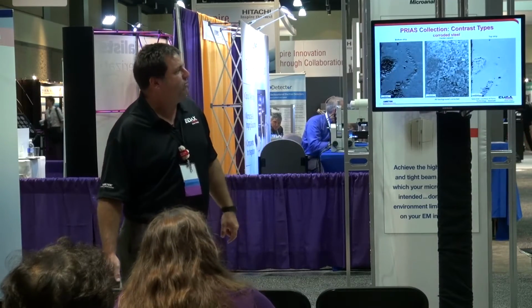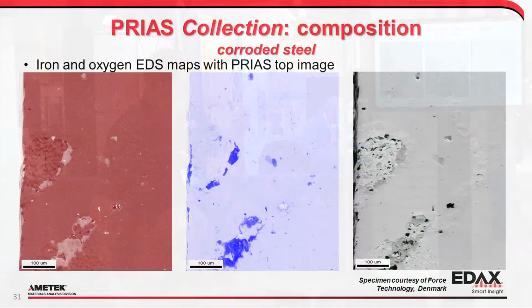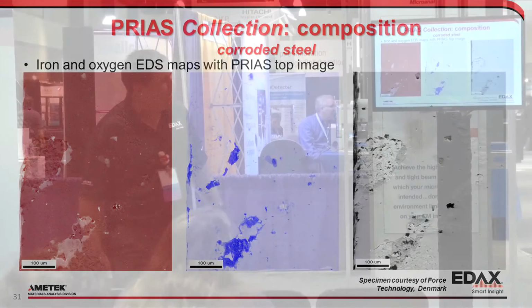And the next slide shows a little better what I mean by that. Here are two different EDS maps. You can see how the hot spots here correspond with the contrast changes. There's not a large atomic number difference, but we're seeing good correlation between the two.